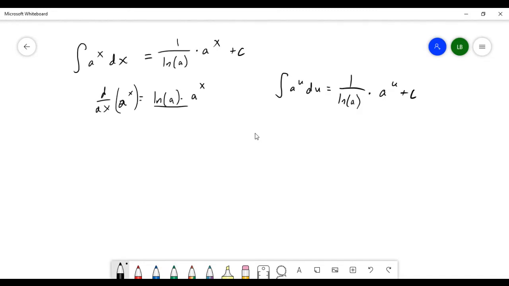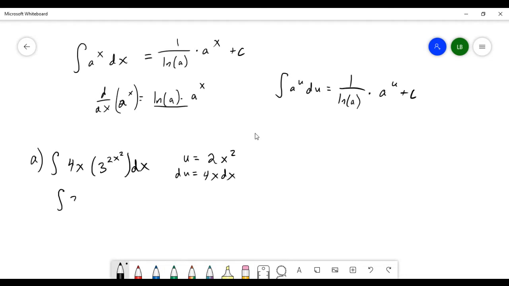So pretty straightforward. I'll do one quick example. The integral of 4x times 3 to the 2x squared dx. In this case, we would want to let u equal our exponent, 2x squared. So du is 4x dx. So this integral becomes exactly 3 to the u du. Then that is 1 divided by the natural log of our base times 3 to the u, which is 1 over natural log of 3 times 3 to the 2x squared.